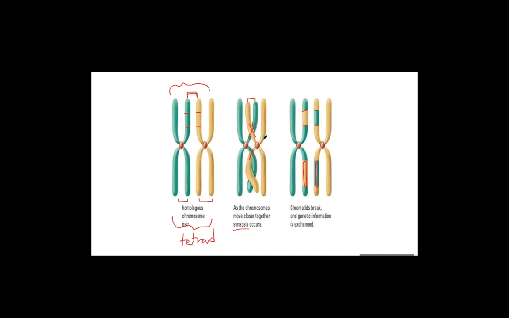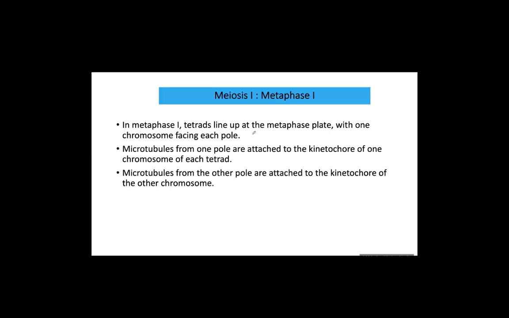Each tetrad usually has one or more chiasmata. Here's one, two. Sometimes more than two, sometimes only one, because a chromosome also responds to the environment. So we have no way to know how many chiasmata will form between non-sister chromatids. This X-shaped region is the site where crossing over occurs, and we call this chiasmata, or chiasma.